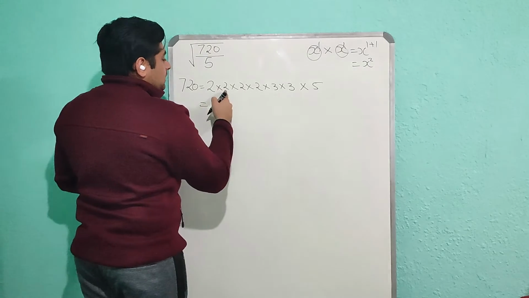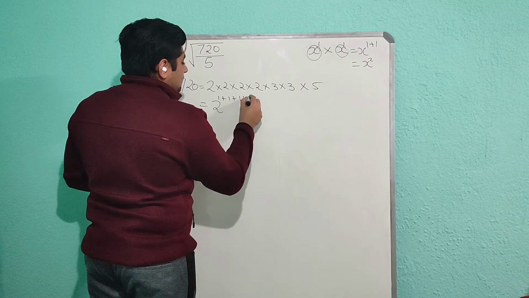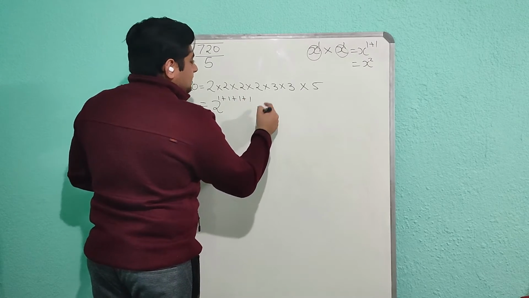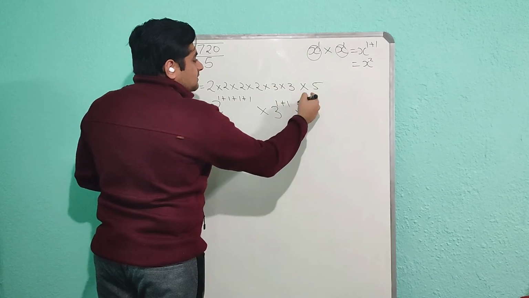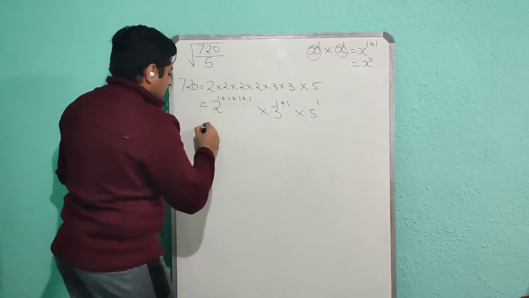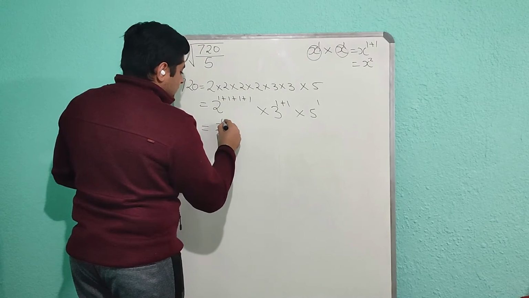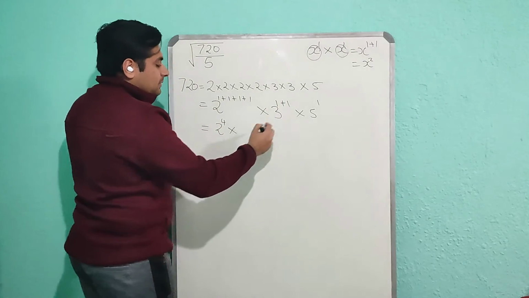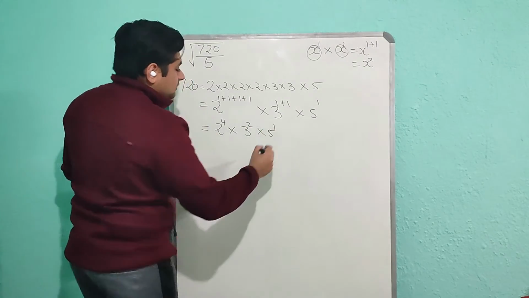And how many 2's do we have? 1, 2, 3, 4. Right? Times 3, same base. How many do we have? 1 plus 1. Times 5 standing on its own. Now, what is 2 to the power 1 plus 1 plus 1 plus 1? You get 2 to the power 4. Times what is 3 to the power 1 plus 1? That's 3 to the power 2. Times 5 to the power 1 stays 5 to the power of 1.